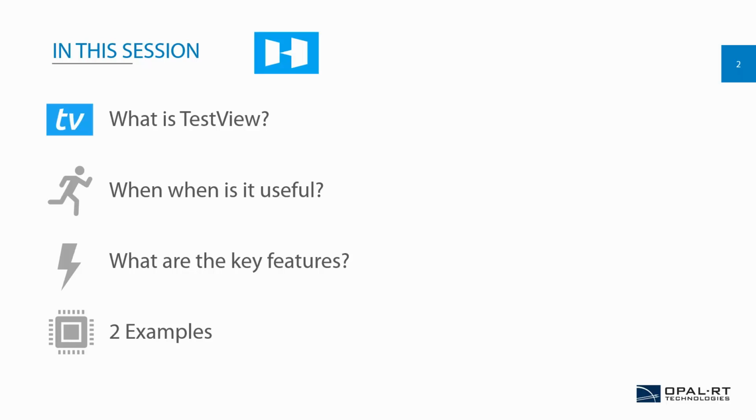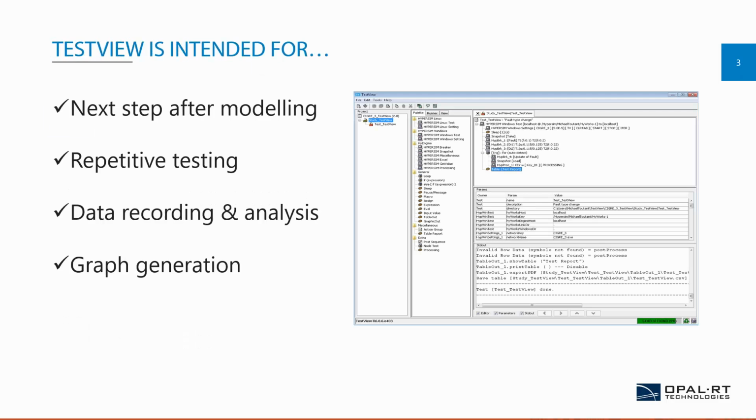Of course, before that, let's start by doing a quick recap of what TestView is and when it is useful, or perhaps not useful, in certain situations. As mentioned earlier, TestView is intended for test automation. What do we mean by test automation? We're referring to the next step after modeling. Once a model is functional, it can be submitted to repetitive testing.